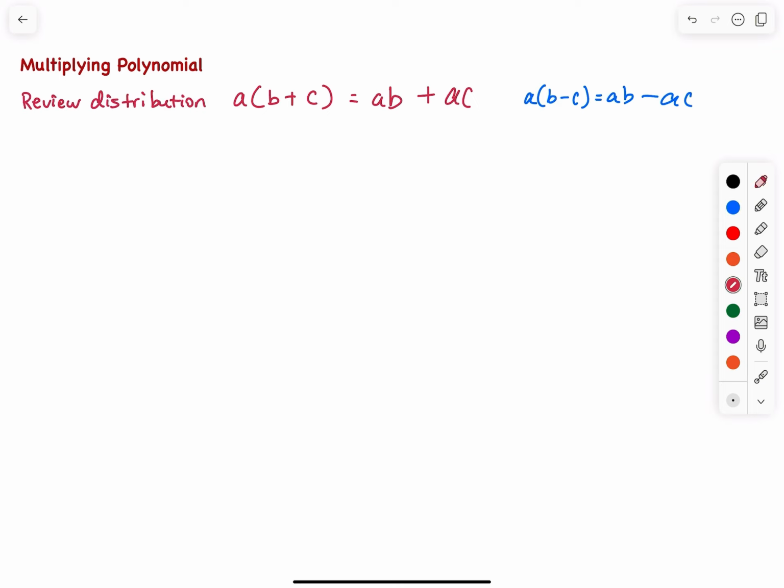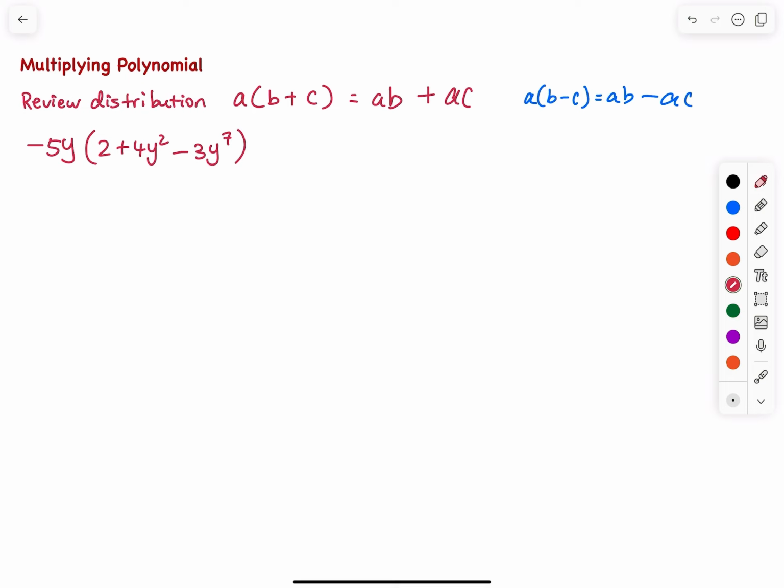All right, so let's start with an example. So let's say I have negative 5y. Since this is one term, we don't call this a polynomial, we call this a monomial, right? One single term. I would like to multiply 2 plus 4y squared minus 3y to the 7.